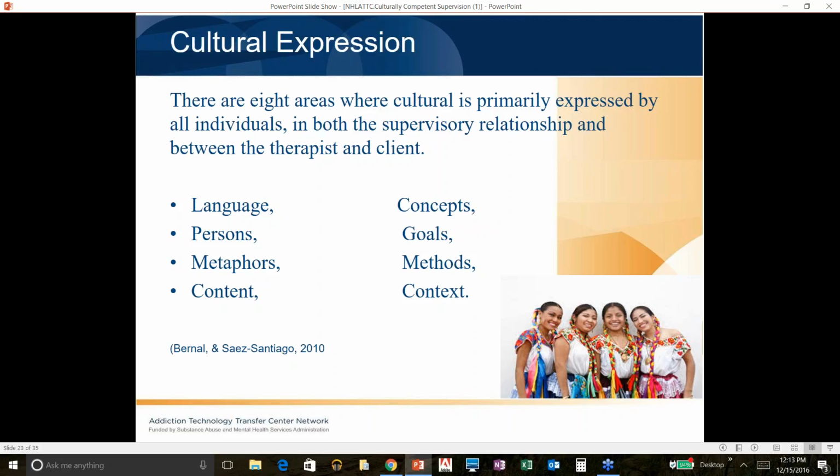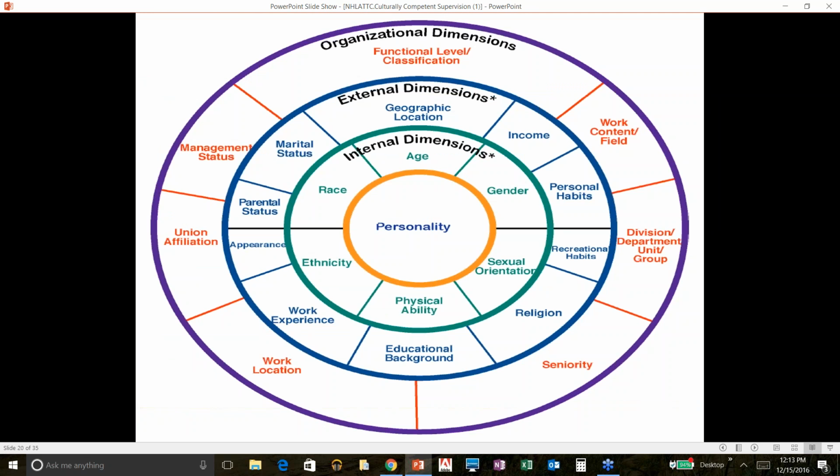Which can also lead into concepts, and goals and your methods can really change based on your client's values, their family involvement, and what community they're returning to or engaging with. And then obviously we have the context of our own relationship and how that affects them. And so when we think about this and what we just talked about a minute ago, back to that wheel, our culture is embedded in this wheel, these things that identify us.